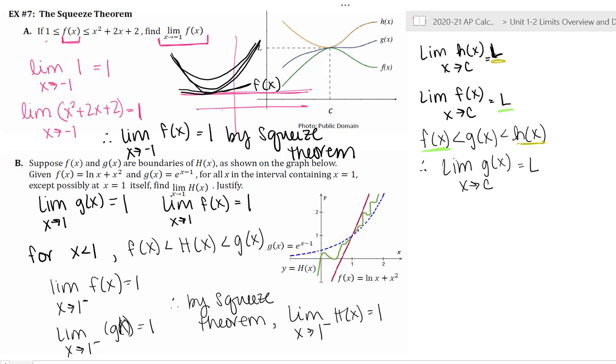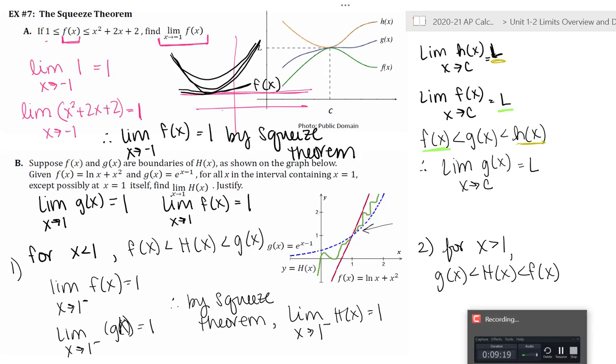After you get that written down, so this was part 1, we needed to do it for x is less than 1. So for part 2, I need to go about and do it for x is greater than 1. For x is greater than 1, very similarly, we're going to write a statement, but we're going to flip those around. Now g of x is on the bottom, or is the least value function. H of x is in between, and f of x is on top. And now since we're looking for x is greater than 1, we'd be approaching that 1 from the right. So you need to rewrite your limits. Please pause and try to write this out, and then check your work when you're done.